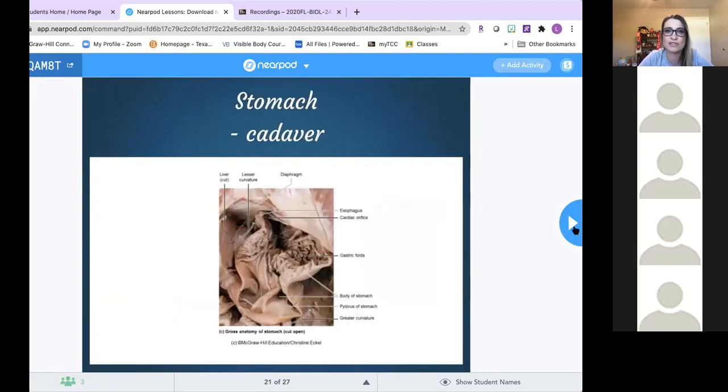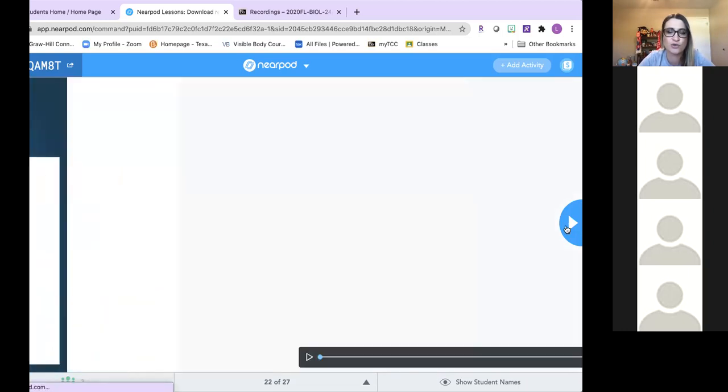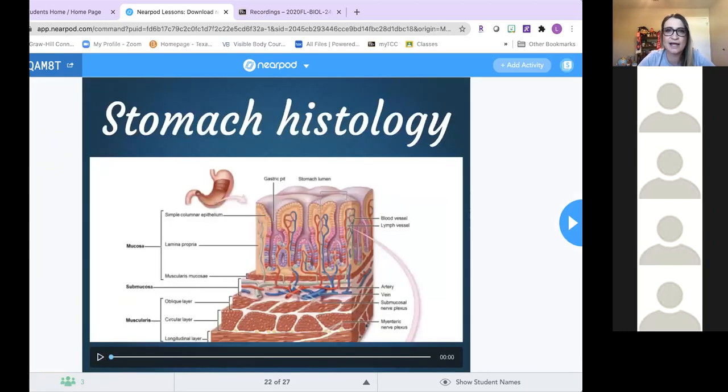Let's talk a little bit about what's happening inside. And this is a cadaver picture of the stomach. So you can see those prominent gastric folds here and such. So, all right, let's look at stomach histology. There are 5 different epithelial cells that you have to be aware of that we can find in the stomach.